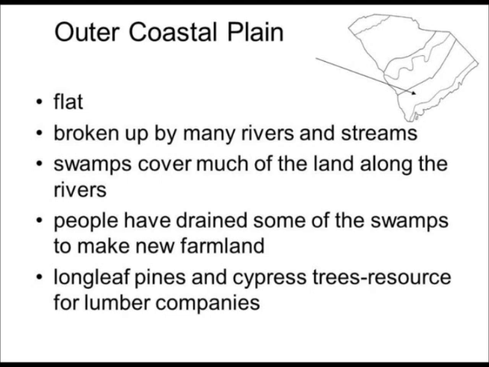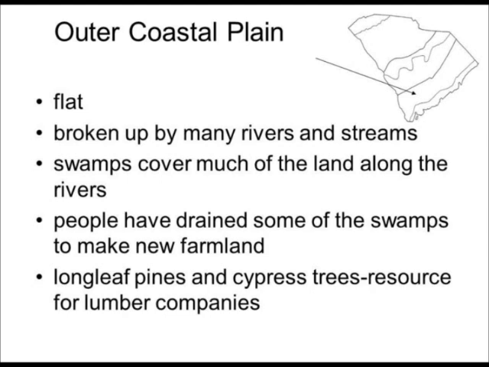All right, this region is flat. You notice in the name of it, it is plain, and that just means flatlands. So this region is flat. It is broken up by many rivers and streams. And next time you see a map of South Carolina that has the rivers on it, you can look and see how many rivers there are in this region.